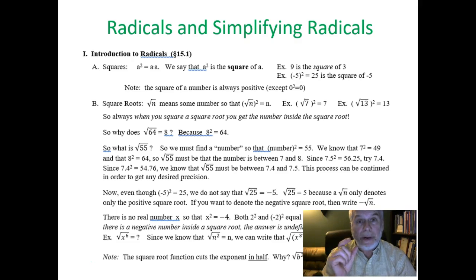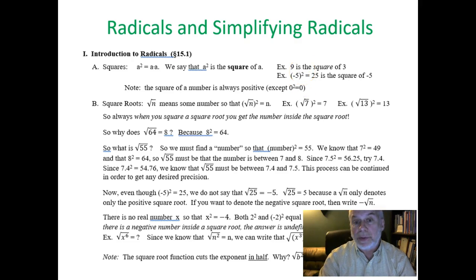Now, when you square a number, it's always going to be positive, except for one exception. If you square 0, it's going to be 0. But every other time you square a number, it's going to be positive. So if the number is negative, you square it, it'll be positive. Or if you start with a positive number, you'll get a positive.